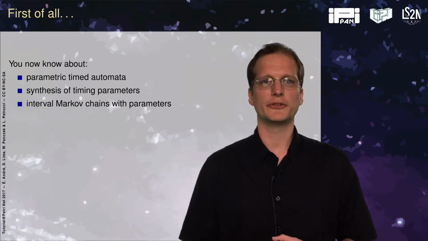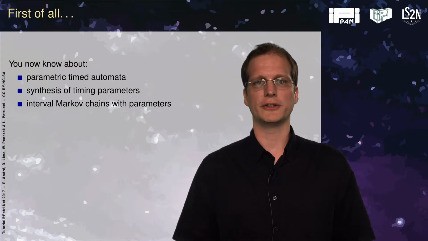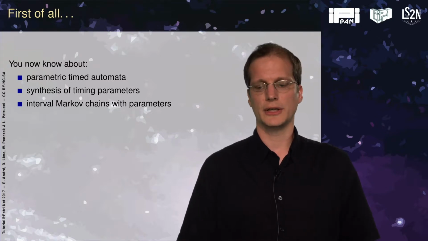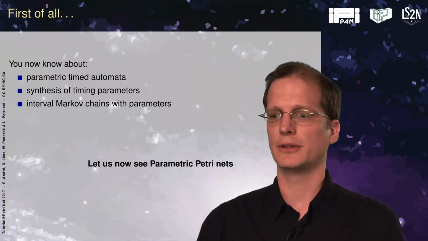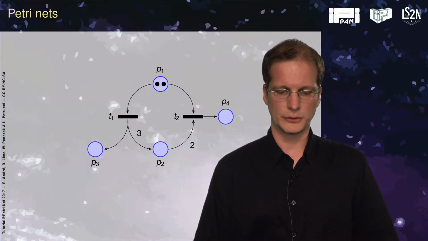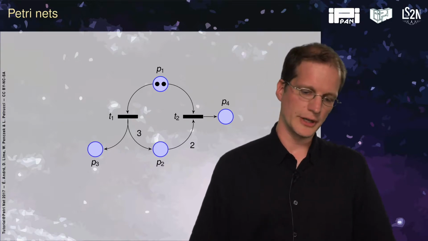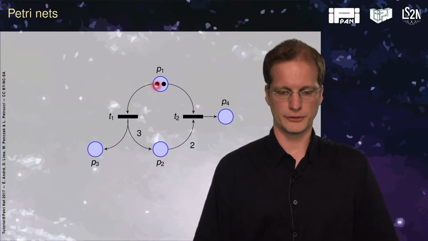So you know about parametric timed automata, about synthesis of timing parameters, and you know also about interval Markov chains with parameters. And now we will talk about Petri nets. So in Petri nets we have places, transitions, and tokens in places. And we say that a transition is enabled if it has tokens in its input places.